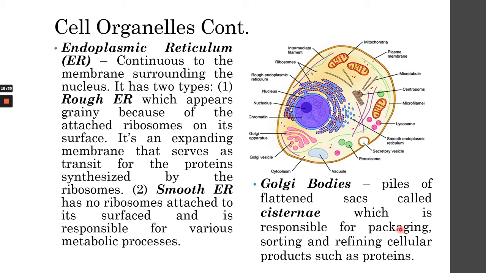It's also important in packaging and sorting out proteins, which later on will be transported by the Golgi vesicles. So Golgi bodies is made up of piles of flattened sacs called cisternae. As you can see, they're kind of like a sac that is flattened, and these flattened sacs are called cisternae, and this composition of cisternae creates the Golgi apparatus or Golgi bodies.